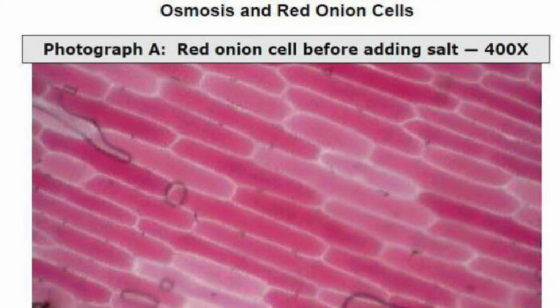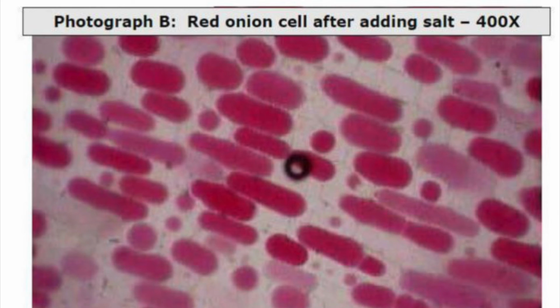For the final segment of this lab, we will look at osmosis in a red onion cell. Photograph A is the cell at 400 magnification before adding salt. In photograph B, we add salt and look at the same part of the onion at 400 times magnification. Record your observations in your lab handout.